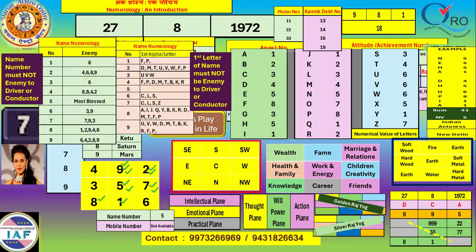And here a table is shown to you for calculation purpose. This is very, very important. You can note it down. What are the enemy numbers of the various numbers?